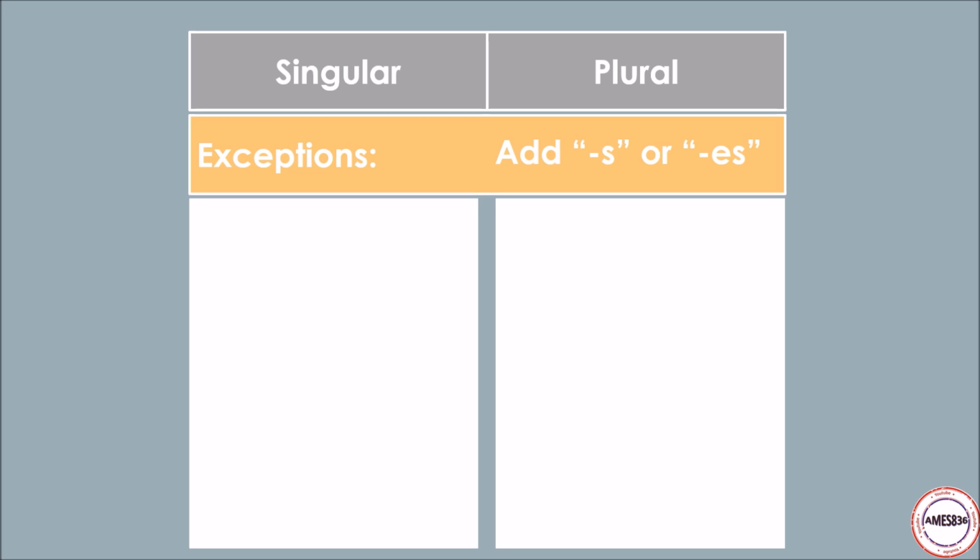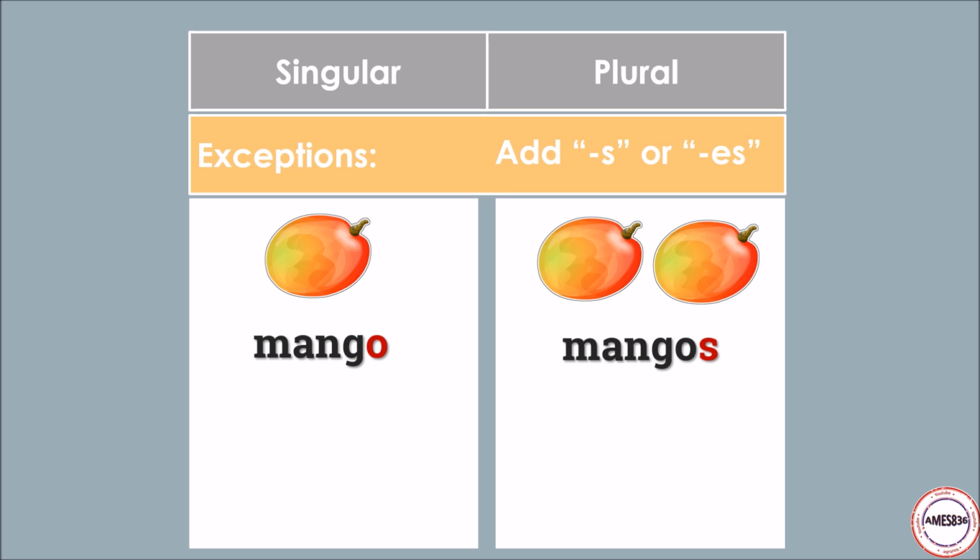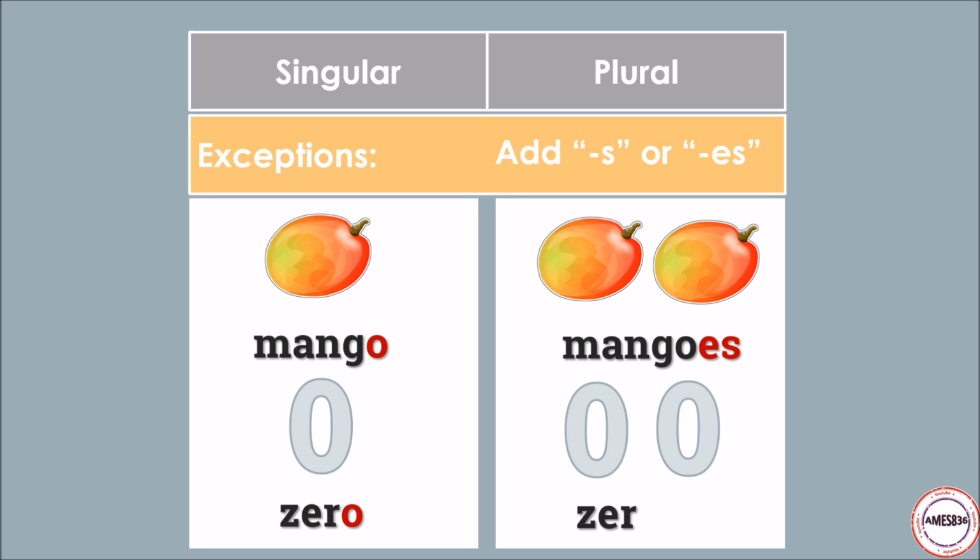With some nouns that end in o, you can add either s or es to form the plural. A mango, mangoes. A zero, zeros.